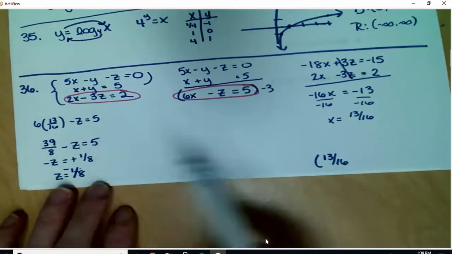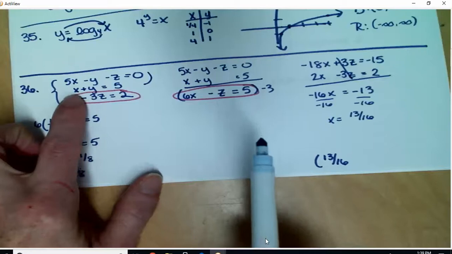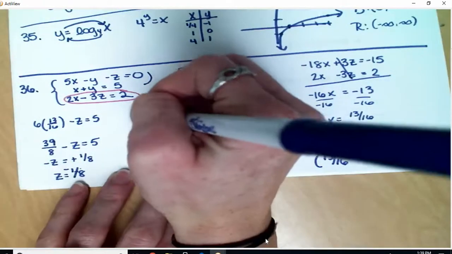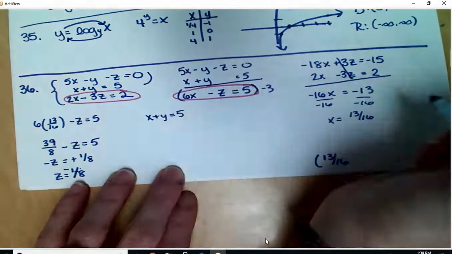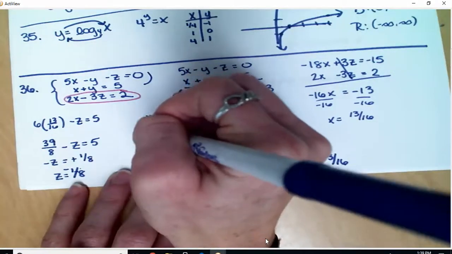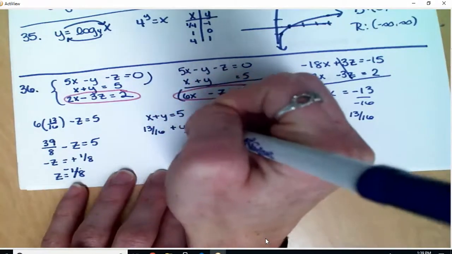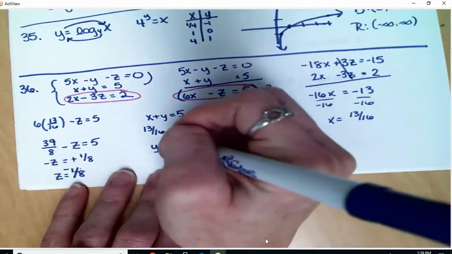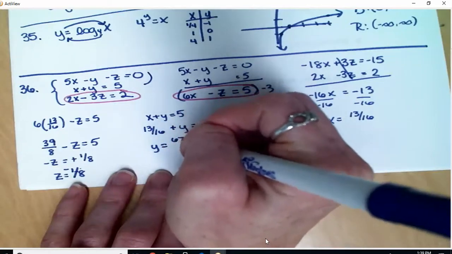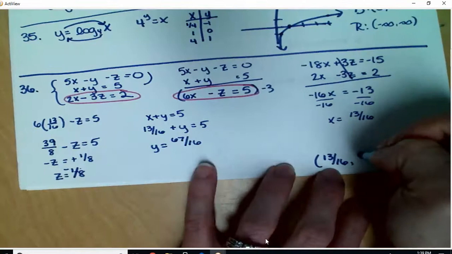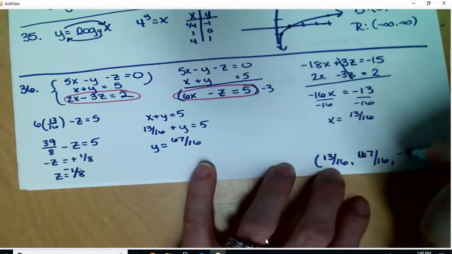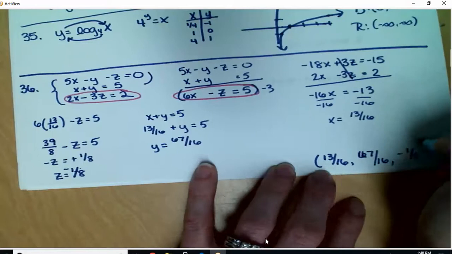Okay, so now I have x and z, we just need y, so pick one of your equations. I'm just going to go with the x plus y equals 5. So my x was 13 over 16, plus y equals 5. 67 over 16, is that right? Okay. And then you just write it as an ordered triplet.